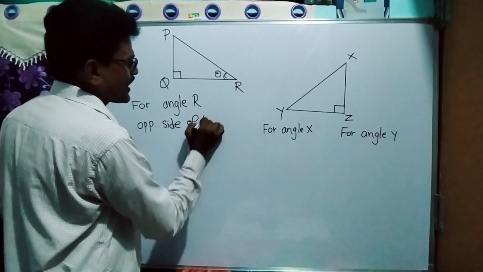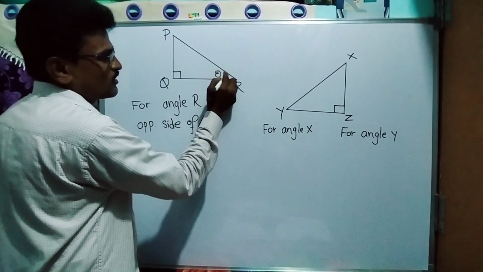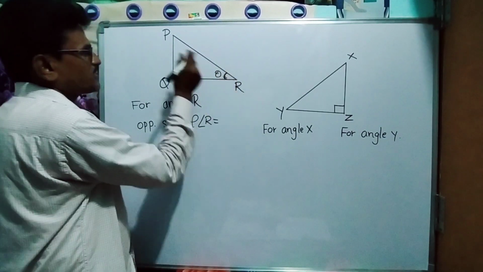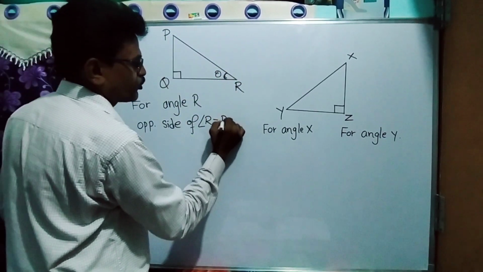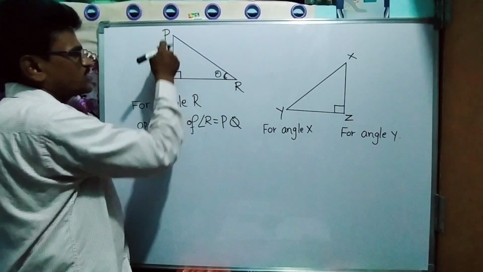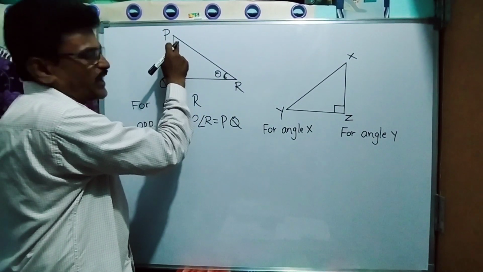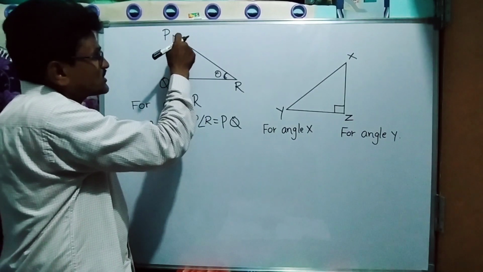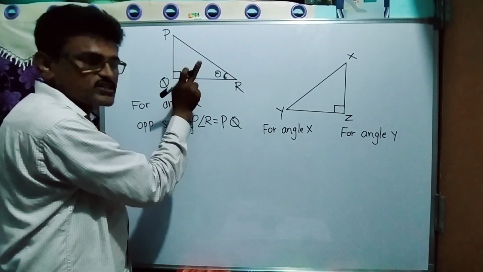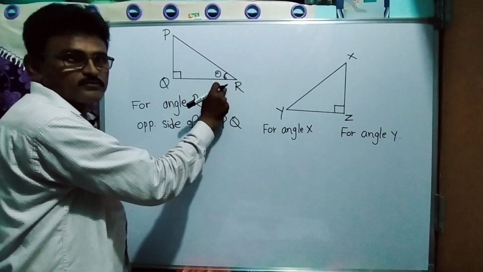Opposite side of angle R. See here, for this theta, exactly opposite is what? PQ. So what is opposite? PQ. Say with respect to P, suppose this is theta, what is the opposite side? QR is the opposite side.